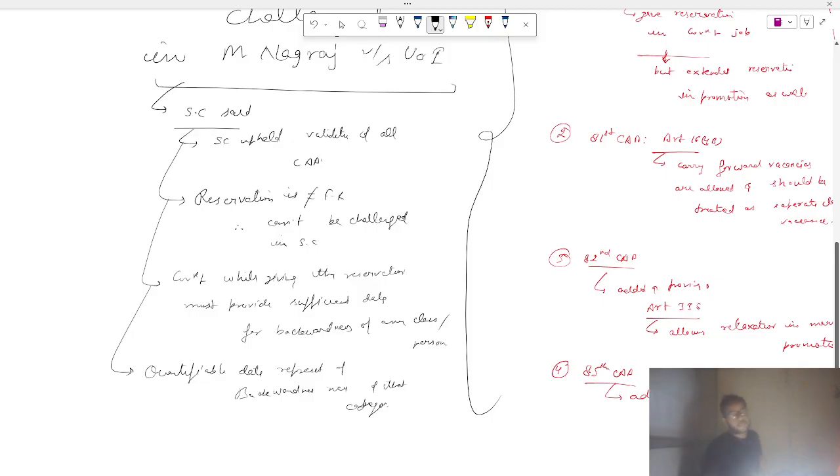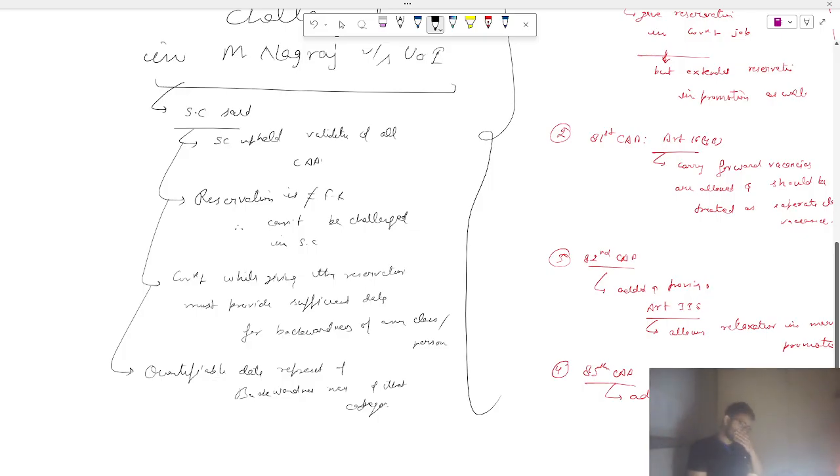So basically, the Supreme Court stated that all these constitutional amendment acts are valid, and also stated reservation is not a fundamental right, so they cannot be challenged in the Supreme Court. And also stated, while the government is giving the reservation to various communities, the government has to provide adequate data for the backwardness of that class, and also provide the quantifiable data representing backwardness of that particular section.